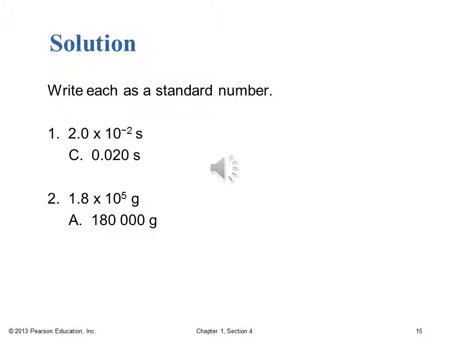For the second example, 1.8 times 10 to the positive 5 grams, now we're moving the decimal point 5 places to the right. So the first time we move it, we get 18 decimal point, and then when we move 4 more times, that's how we end up with those 4 placeholder zeros to get the correct value of A, 180,000 grams. Hopefully this is coming back to you if it's been a while, or is still fresh if you've been using this in a previous course.